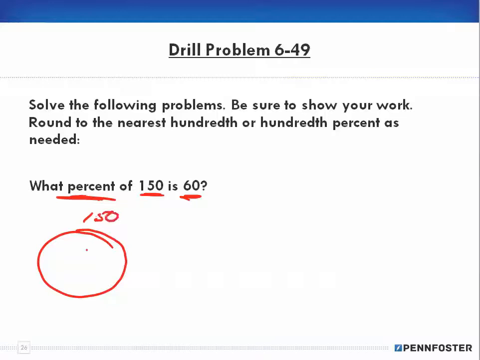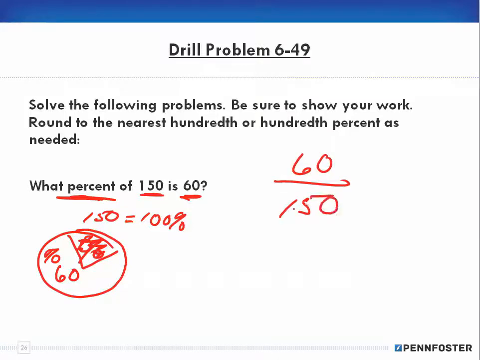So if I have this as 150 and I'm thinking about this as being 60, remember, this is going to be 100%. I'm trying to figure out what percent this portion is. In order to do that, I'm going to take my 60 and divide it by the 150. If I do the math, 15 into 60 goes 4 times. So I end up with 40%.